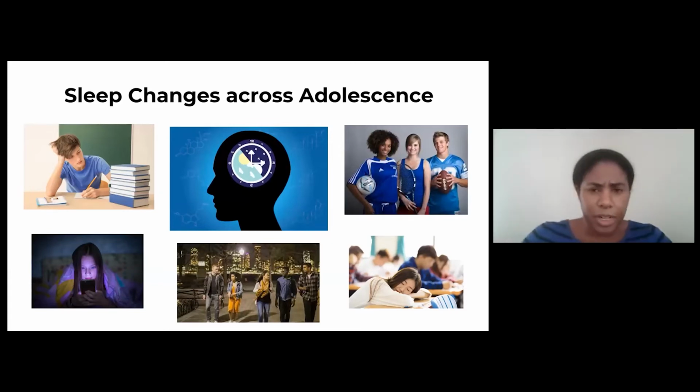So I want to touch on sleep and how it changes across puberty or adolescence. Ultimately, what tends to happen during adolescence is that there is a delaying of our circadian rhythm. It shifts later. So this is why people complain about teens going to bed really late and staying up until all hours of the night and then sleeping in until noon or maybe thereafter.